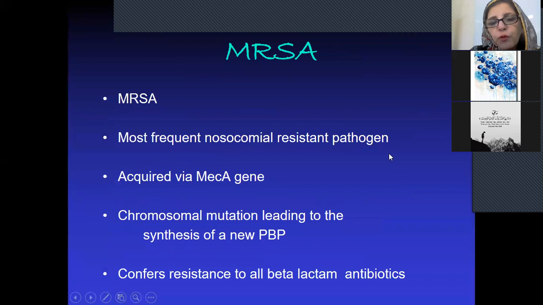MRSA is the most frequent nosocomial resistant pathogen. Nosocomial, can anybody tell me what is nosocomial? What is a nosocomial infection?